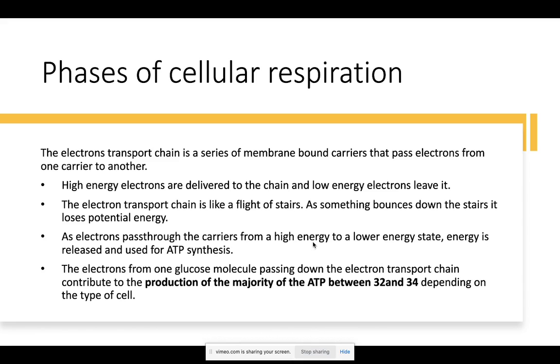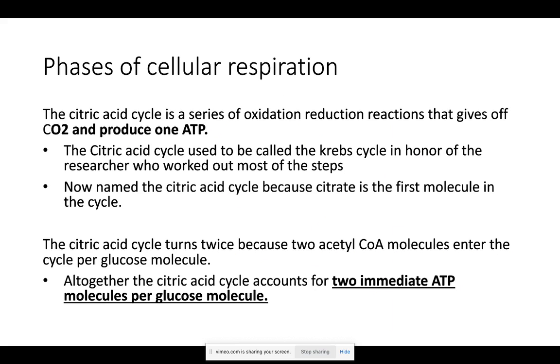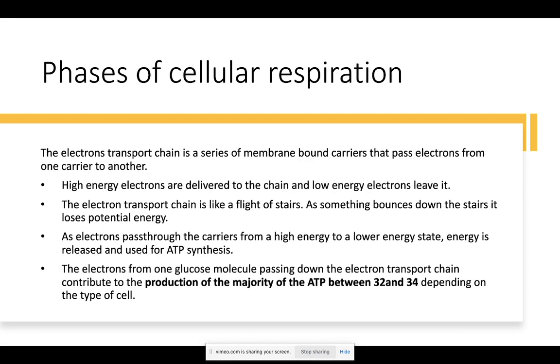So the electrons from one glucose molecule pass down the electron transport chain and contribute to the production of the majority of the ATP, between 32 and 34, depending on the type of cell. So I just want you to understand that two molecules of ATP come from glycolysis. What did we say? Around one ATP comes from the citric acid cycle, and 32 to 34 comes from cellular respiration.